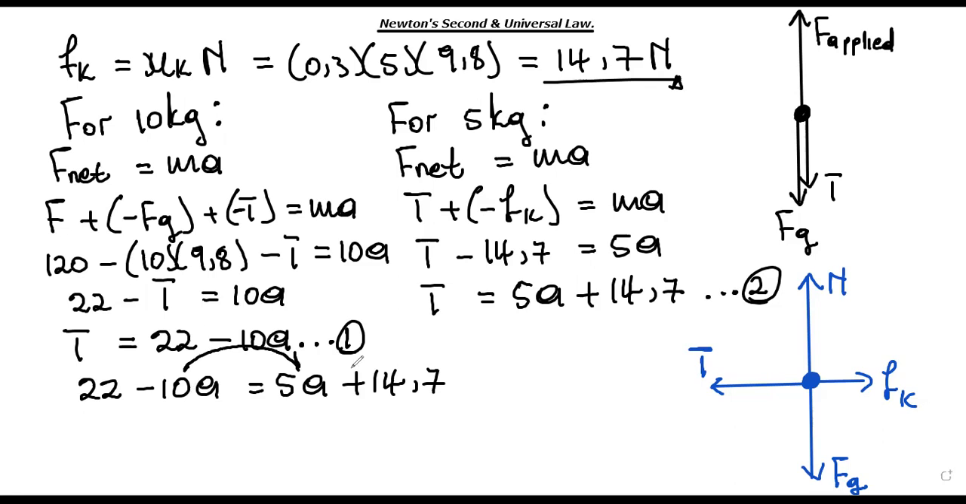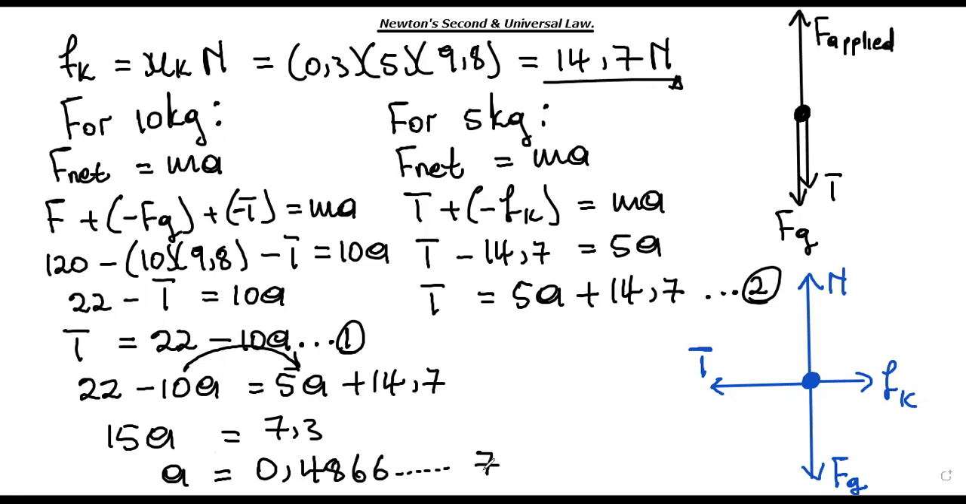Then what do we do from here? Let's take 10A to the right so that it becomes positive. So 5 plus 10 will just be 15. And let's take 14.7 to the left so that it becomes negative. When you say 22 minus 14.7, it's going to give you 7.3, like that. Then from this point, you divide both sides by 15. You find that your acceleration will be 0.48666 up until you get 7. Then you say meters per second squared.